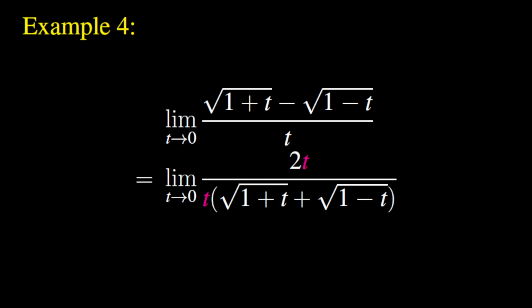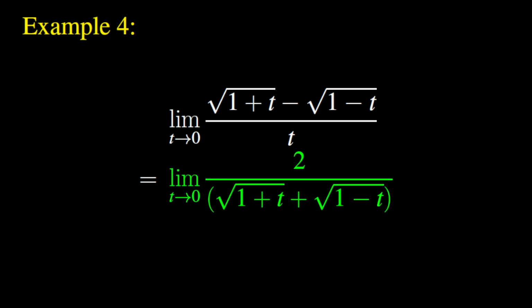Thus we cancel out t on the numerator and the denominator. Therefore, the fully simplified expression is 2 divided by the square root of 1 plus t, plus the square root of 1 minus t. We can now compute the limit by replacing t with 0 in this expression.